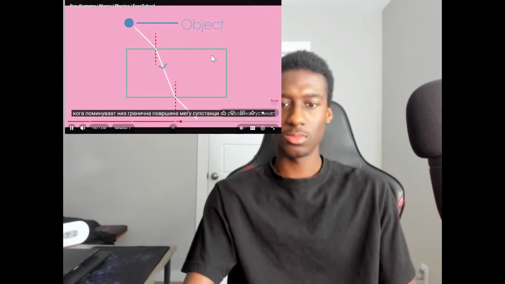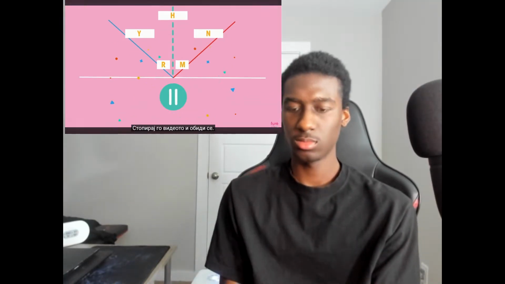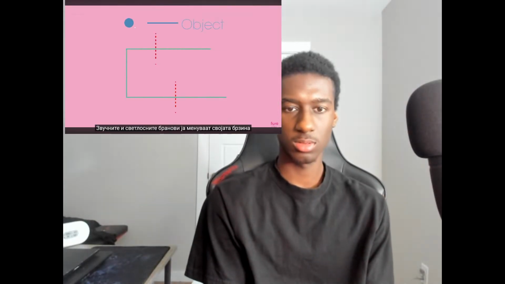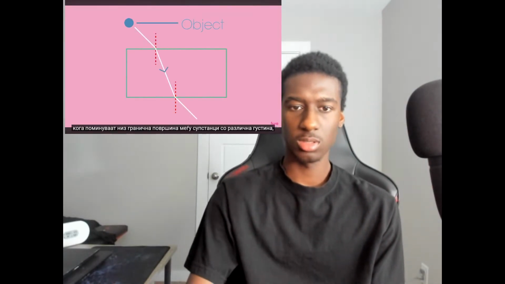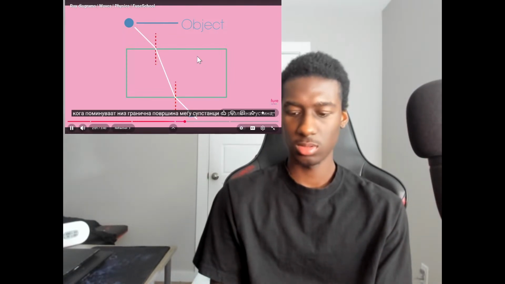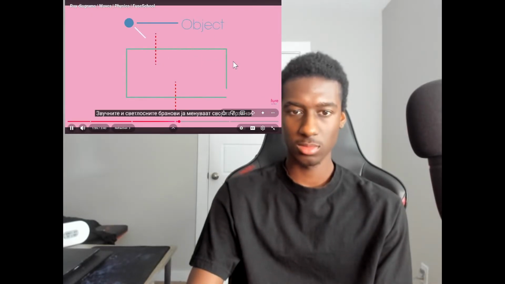Waves change speed when they pass across the ray diagram. Pause the video and give it a go. So what happens during refraction? Sound waves and light waves change speed when they pass across the boundary between two substances with different densities.